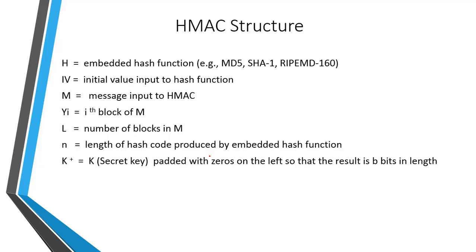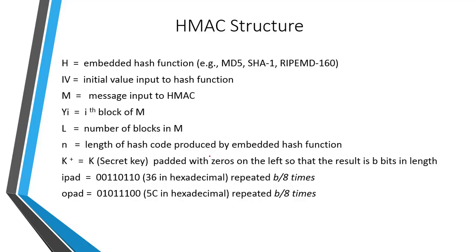Here K is a secret key and K plus is the secret key padded with zeros on the left side so that the result is b bits in length. Here b is the number of bits in a block. Next, ipad is 00110110, that is 36 in hexadecimal, which is repeated b by 8 times. And opad is 01011100, that is 5C in hexadecimal, which is repeated b by 8 times. So these are some important notations which are used in the HMAC algorithm.